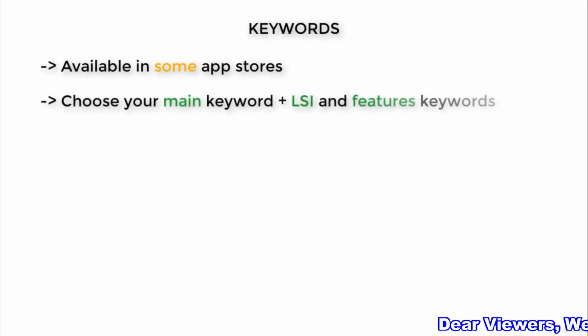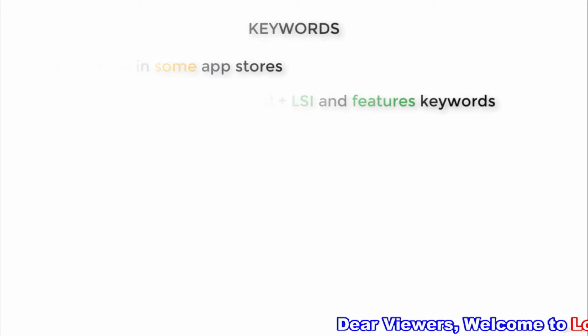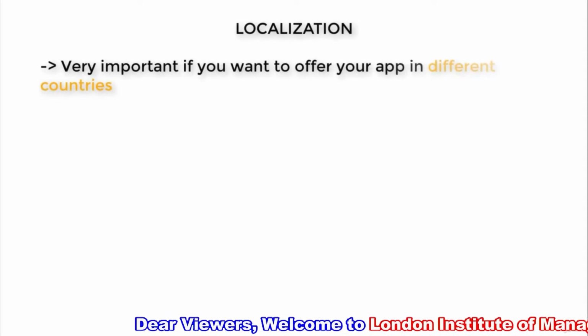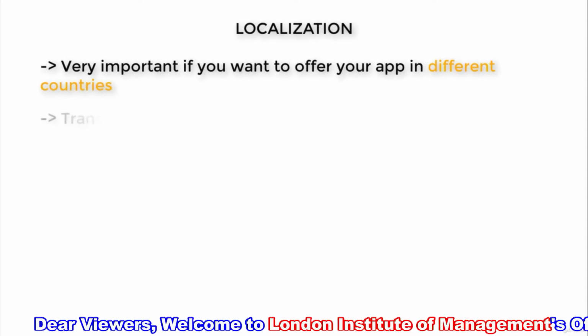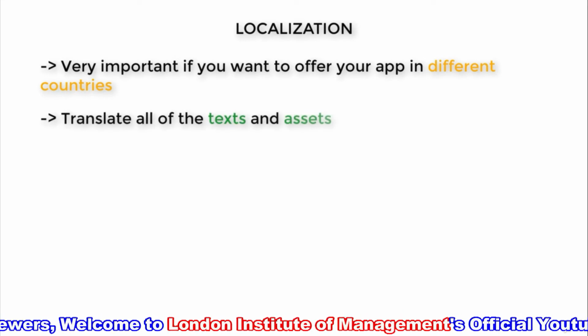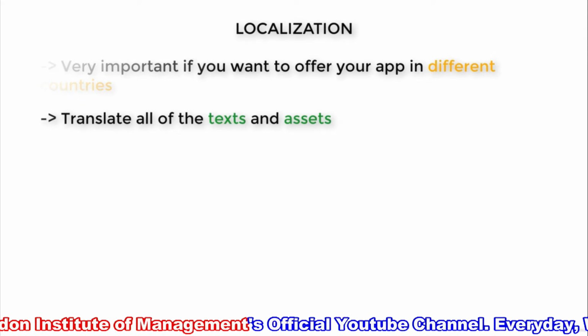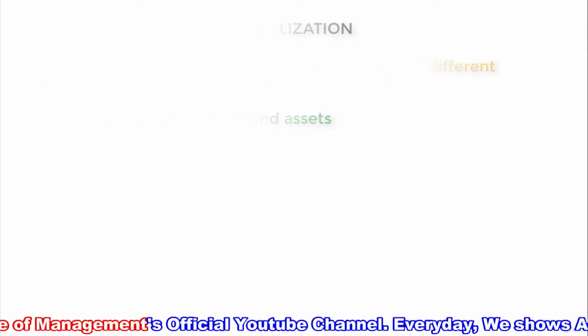Some app stores allow you to include keywords on your landing page, so choose your main keyword and relevant LSE keywords plus feature keywords. If you want to rank your app in several different countries that use different languages, you should translate all of the text and assets for the best results, as localization is one of the most important factors when it comes to App Store optimization.